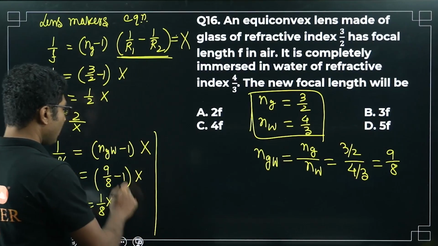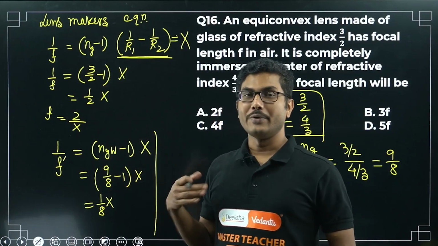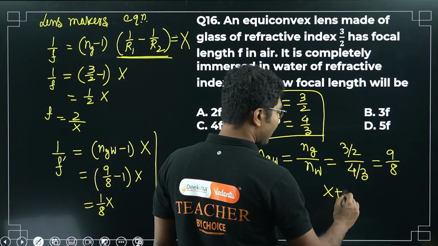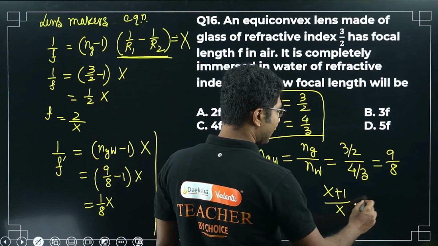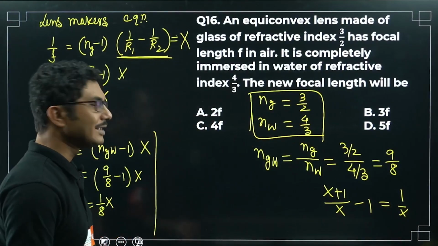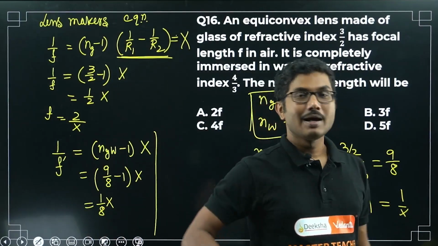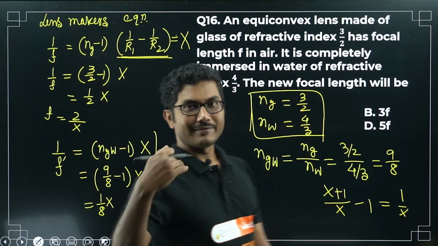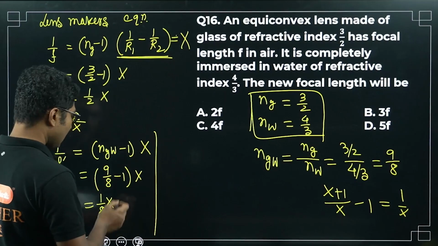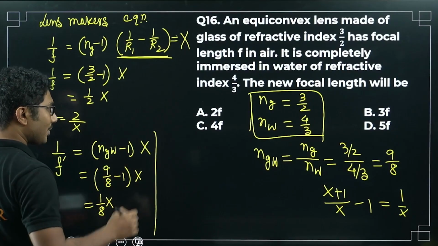Such equation shortcuts you have to memorize and practice, so that whenever you see something like this, if the value is (x plus 1) by x minus 1, the answer will always be 1 by x. You can try this and tell me if you find any difference. So 10 by 9 minus 1 is 1 by 9. 11 by 10 minus 1 is 1 by 10. These are the things that you have to remember. So here 9 is 1 more than 8, so 9 by 8 minus 1 is 1 by 8.